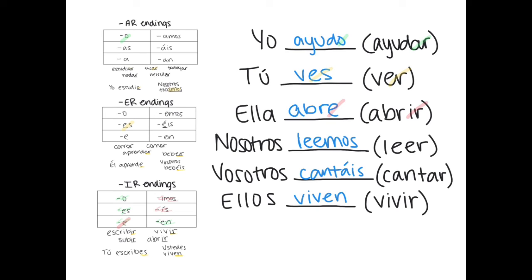So instead of writing IR when I conjugate it, I'll replace that IR with the E. So now I have nosotros leemos. And again, for the ER endings, for nosotros, I have emos as the ending. So I replace the ER with emos. For vosotros cantáis, in the AR form, my vosotros form is áis, so then I replace the AR with the áis. And then for ellos viven, I have in the IR form, in the ellos box, I have N, so I'm going to replace the IR in vivir with N to make viven.